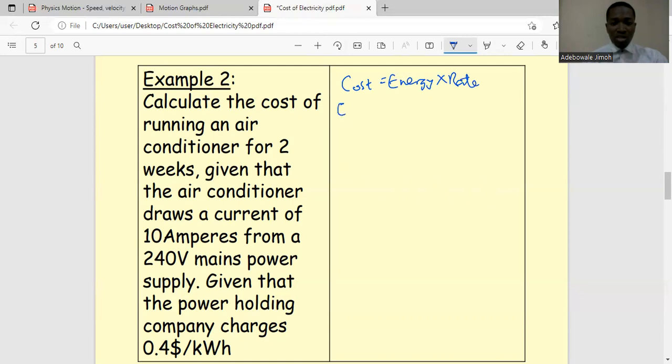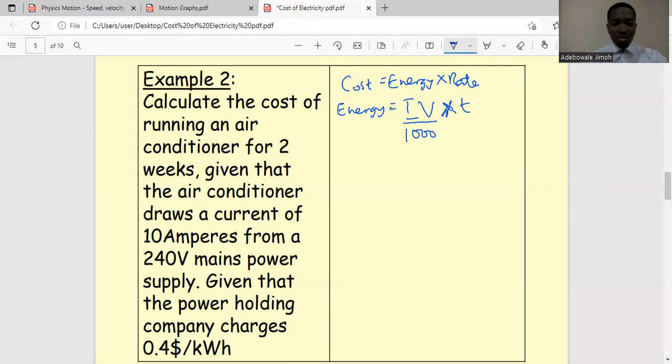Now, how do you get energy? Energy is power times time. Do you have the power? No. So you use current times voltage to get the power. So you multiply this by the time. Now, let's see. If you multiply current by voltage, you have to divide your answer by 1000 in order to convert this to kilowatts. What about the time? Our time was given in weeks.